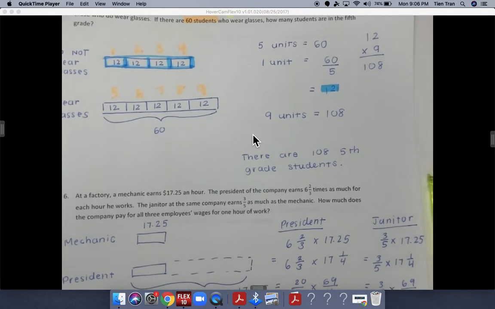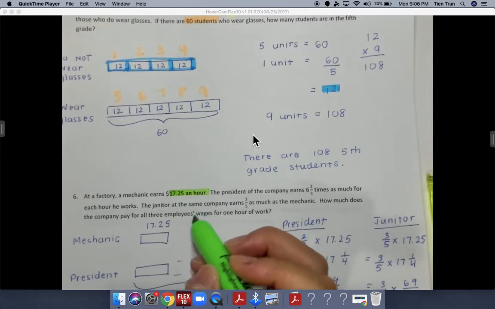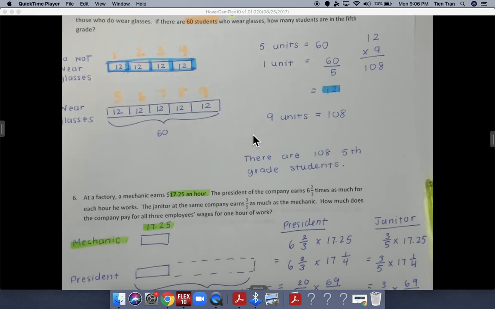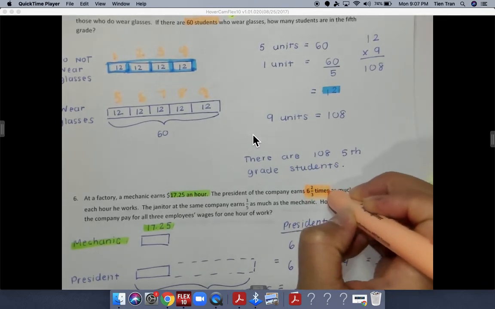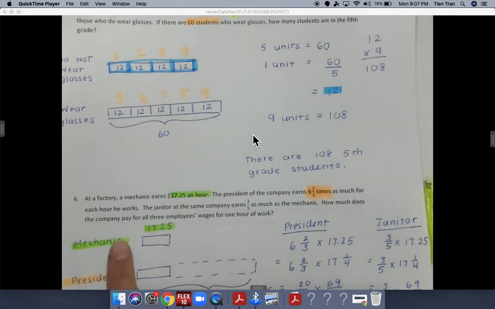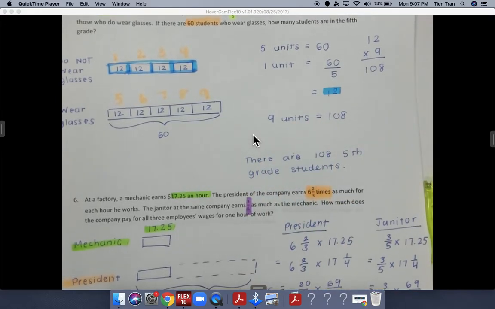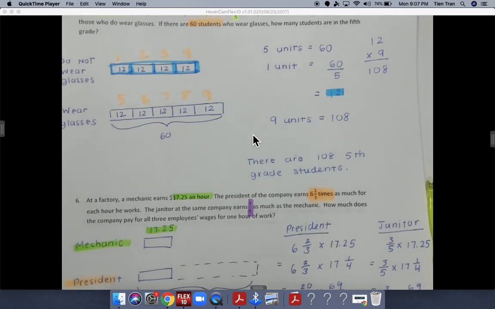For problem 6, it says here, at a factory, a mechanic earns $17.25 an hour. Here's the mechanic. The president of the company earns 6 2/3 times as much for each hour he works. So the manager or the president earns a lot more money. That's what they're saying. Now, the janitor of the same company earns 3/5 as much as the mechanic. So he only earns 3/5 of the amount that the mechanic earns, and this is where 3/5 comes from.